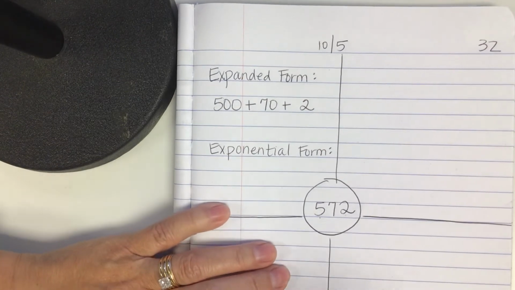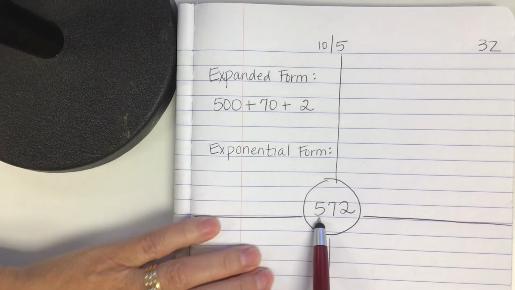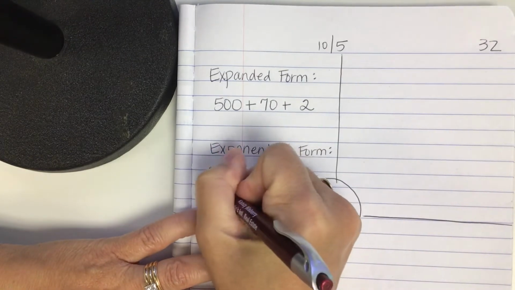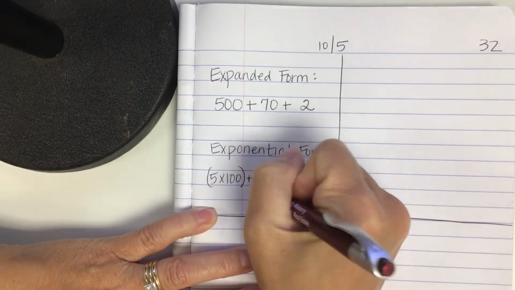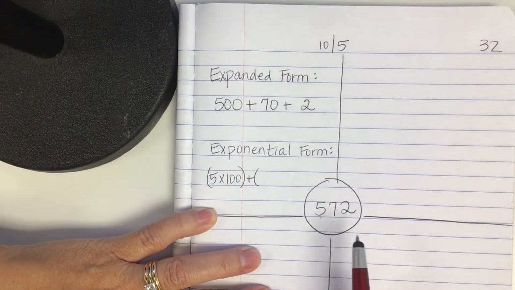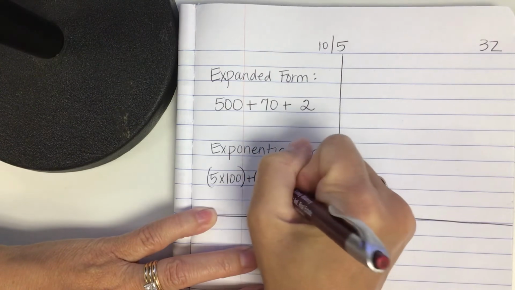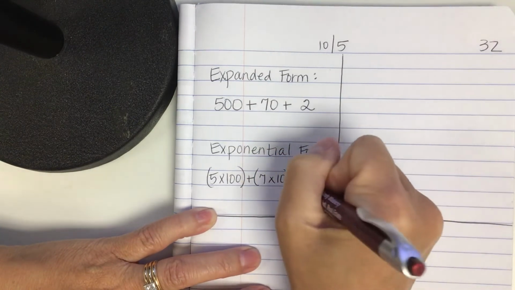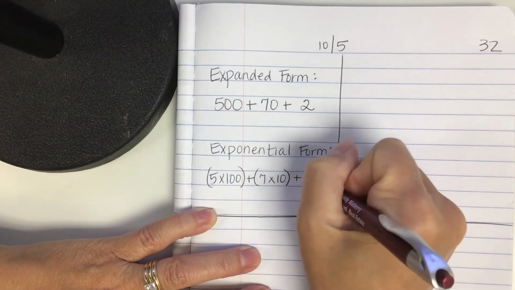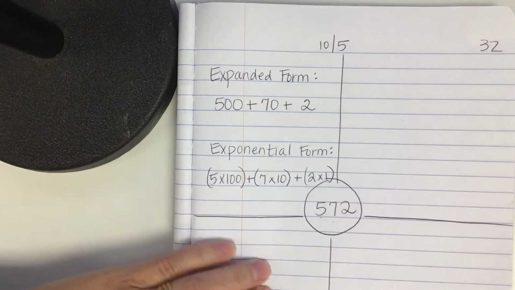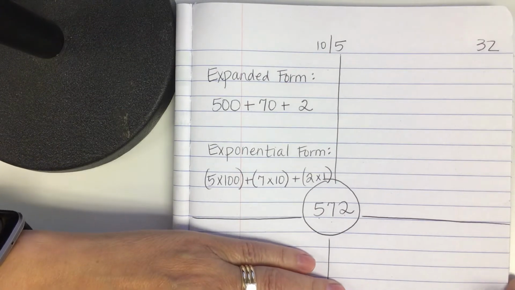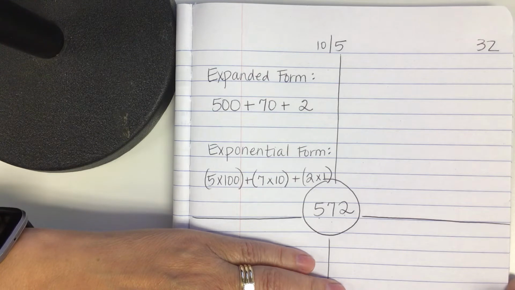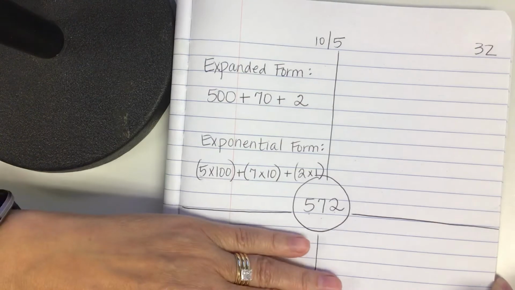But remember, we're just saying how many hundreds are there? Well, how many hundreds are there? There are 5, so that's 5 times 100. And then put a plus sign. Then use the parentheses. How many tens are there? There are 7. That's 7 times 10. How many ones are there? There are 2. And that's it. Okay, expanded form and exponential form. Expanded form tells you the value of each digit. Exponential form says how many of each type do you have.